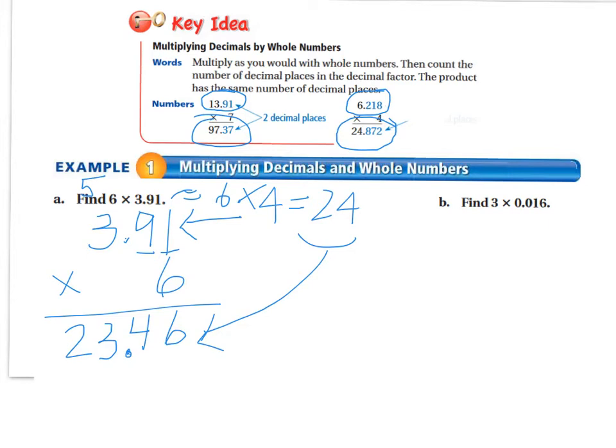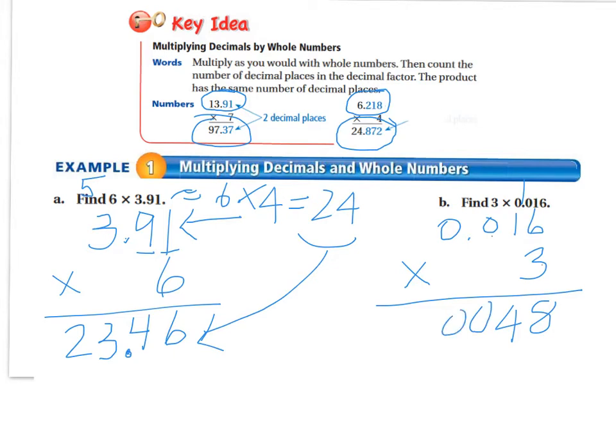Let's try B, 3 times 0.016. You notice that I am recording the number with the most digits first. It's not the largest number, but it's the number with the most digits. That just makes my multiplication easier. First step is to multiply as I would with whole numbers. 3 times 6 is 18. Record my 8, regroup the 1. 3 times 1 is 3, plus 1 is 4. 3 times 0 is 0. 3 times 0 is 0.